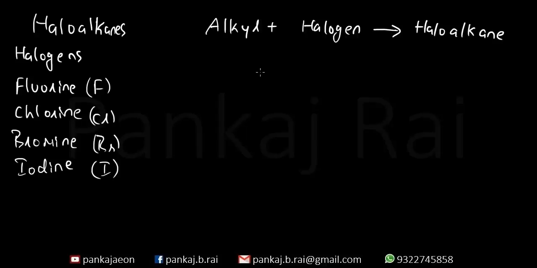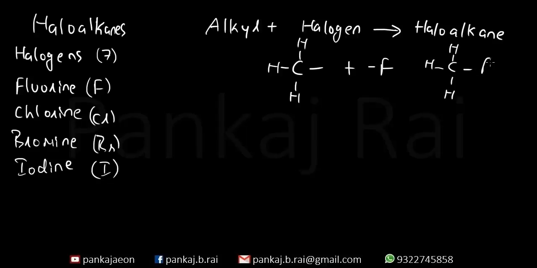Now let me take an example. Let me take an alkyl, let us take methyl. So it can form one more bond. Let's say there comes fluorine. Now if you remember, all the halogens have 7 electrons in their outermost shell, so they need to form only one more bond. So this fluorine has 7 electrons and needs to form one bond. This carbon in the alkyl group also needs to make one bond. Let's say they are bonding together, so it would be CH3F. This is the haloalkane and it will be called fluoromethane, where fluoro is the halo part and methane is the alkane.